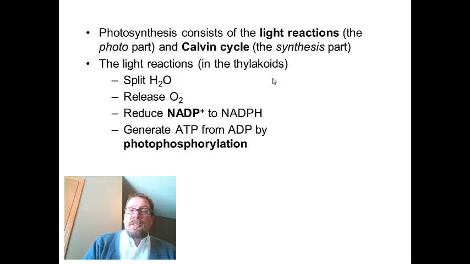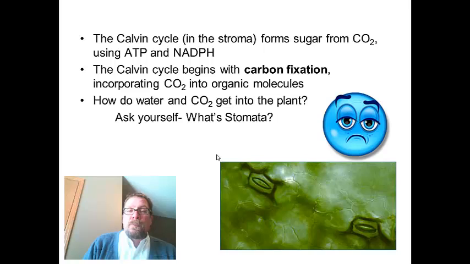You can see what happens: the light reactions happen in the thylakoids, which are portions of the chloroplast. We'll see in a minute. They split the water, release oxygen, and reduce, here's our reducing agent, the cousin of NAD+, NADP to NADPH, and then you can make ATP from photophosphorylation, which by its term is just phosphorylating ADP by the use of the sunlight.